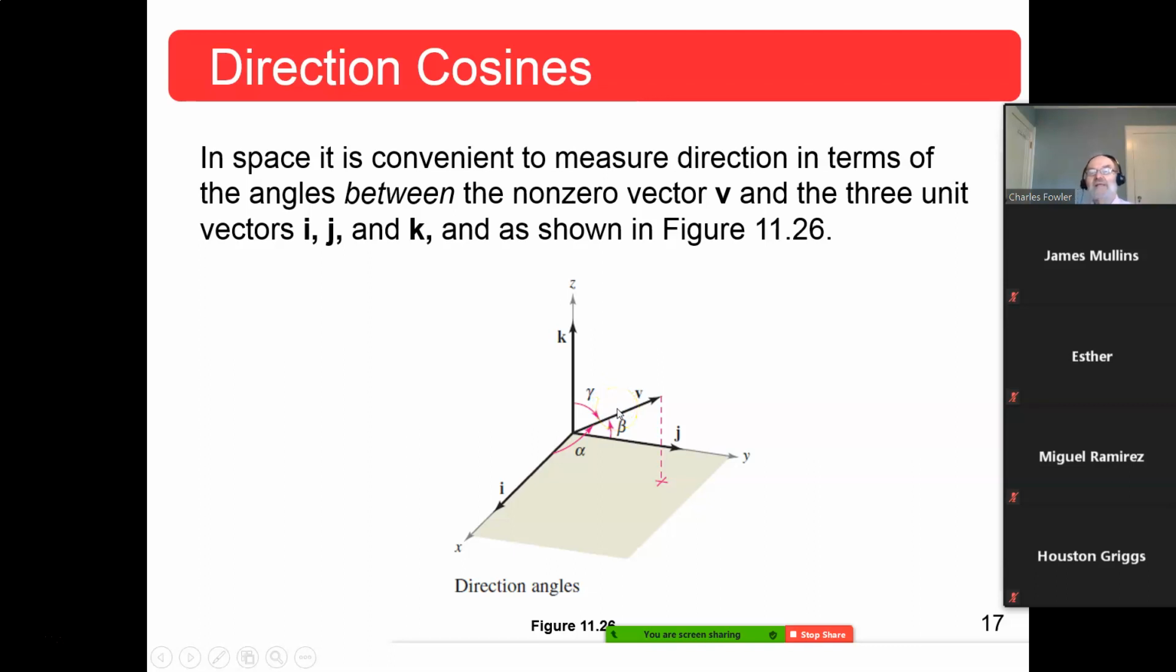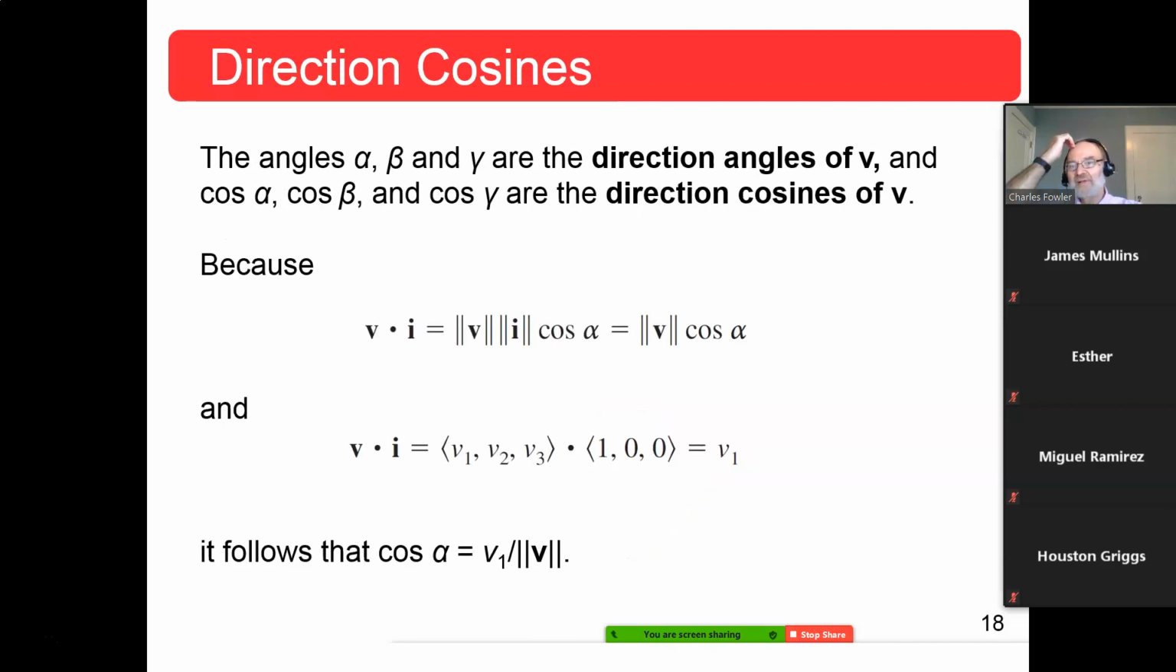Those are three angles given Greek symbols, which we usually use for angles. Those are the angles between that vector v and the standard unit vectors. The angles alpha, beta, and gamma are the direction angles of that vector v. The cosine of alpha, the cosine of beta, and the cosine of gamma are then called the direction cosines of v, which is what we're naming this section, direction cosines.